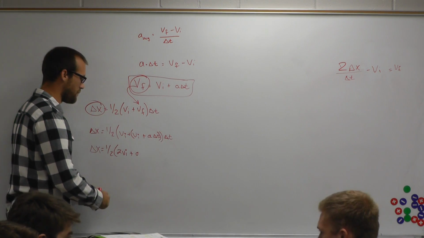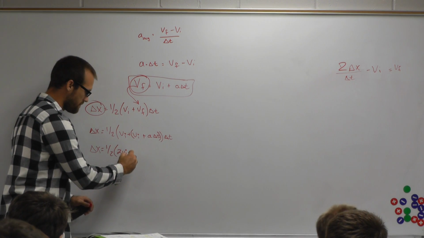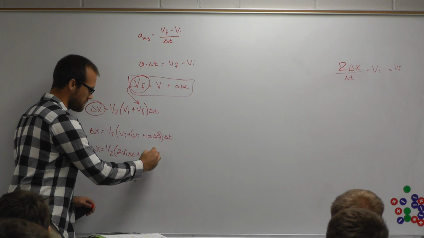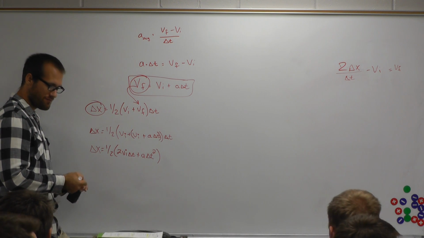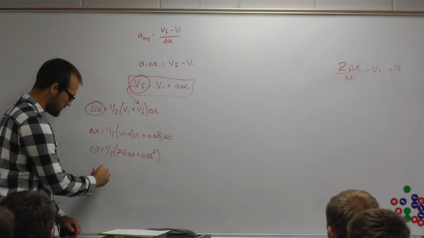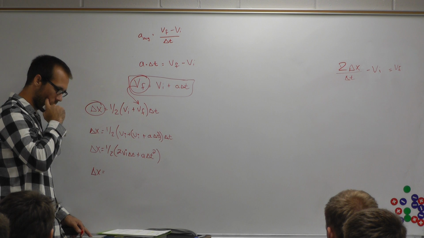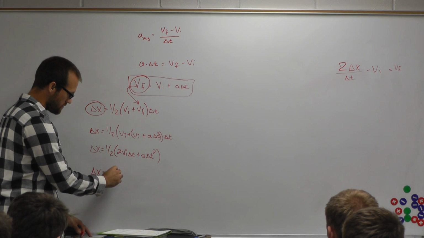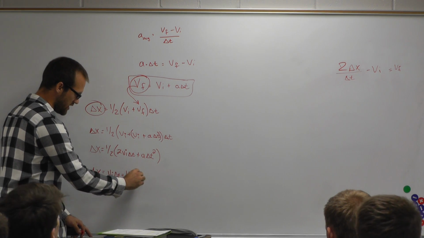Now I'm essentially combining the VI's and distributing the change in T. We'll make it even simpler for you. You can get rid of the 1/2 here. I put 0.5 on. So we have plus 1/2 a change in T squared.